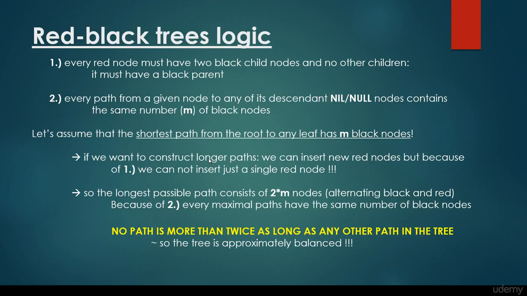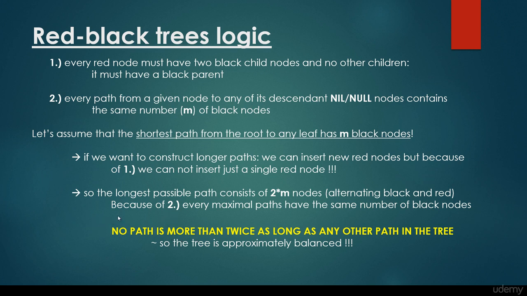If we want to construct a path longer than the shortest one, we can insert a new red node, but because of the first principle, we cannot insert just a single red node. Why? Because every red node must have two black children. So the longest possible path consists of 2 times M nodes alternating black and red. The shortest path contains M black nodes, the longest path contains 2 times M nodes, and because of the second principle, every maximal path has the same number of black nodes.